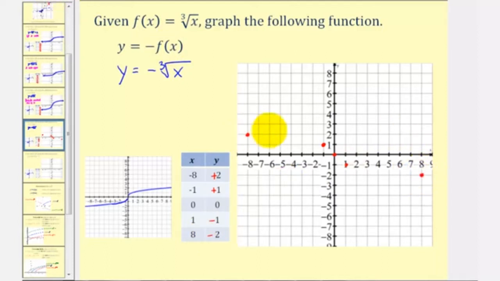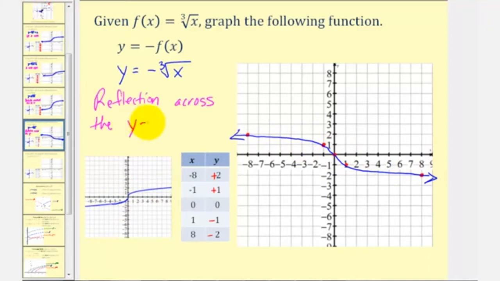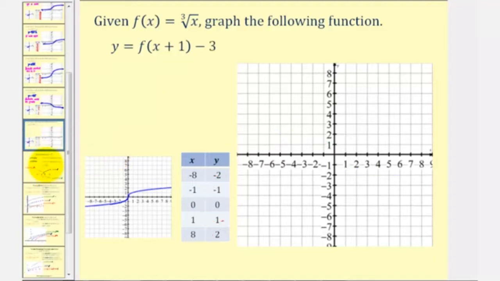So here's the graph of our transformed function. Because we changed the sign of the y coordinates, it had the effect of reflecting the basic cube root function across the x-axis. Notice here where the y coordinates were positive, they're now negative, and where they were negative, they're now positive. Let's take a look at one more.